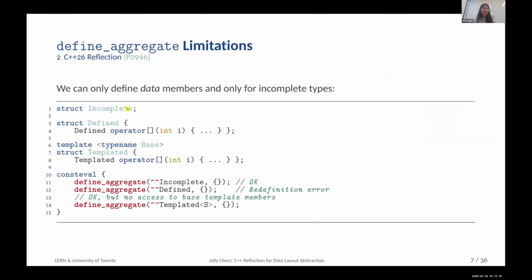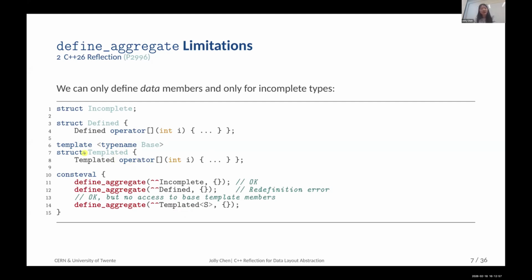So for example, in the first line, we have an incomplete structure that is declared but not defined. This we can define aggregate. But if we have a structure that has an index operator defined inside of it, then we can't call define aggregate on this because this will give us a redefinition error. If we have a templated structure, then we can define aggregate a specialization of the template, because that would be a new structure. But since it is a new structure, we won't have access to the members that are in the base template.